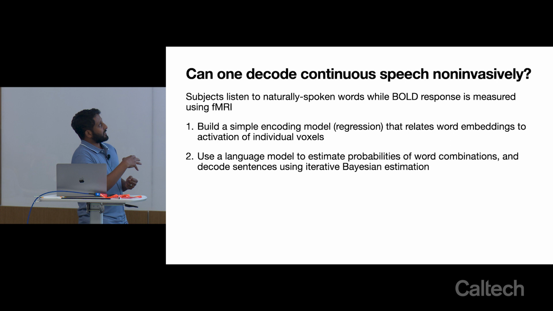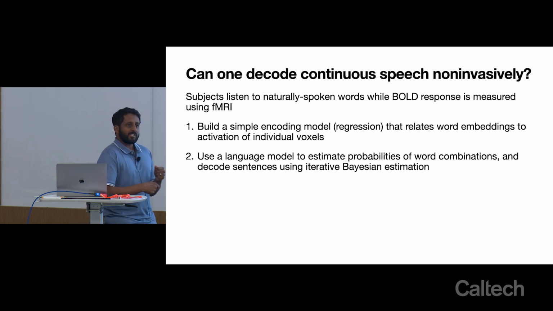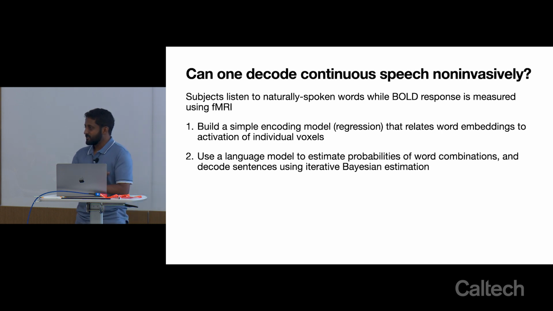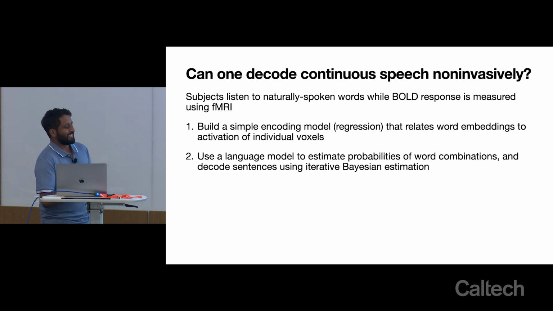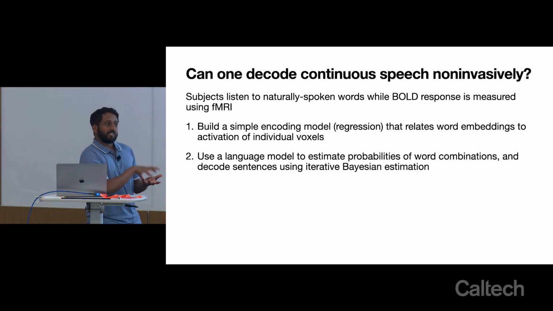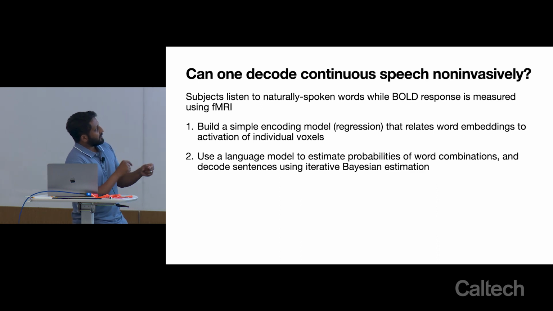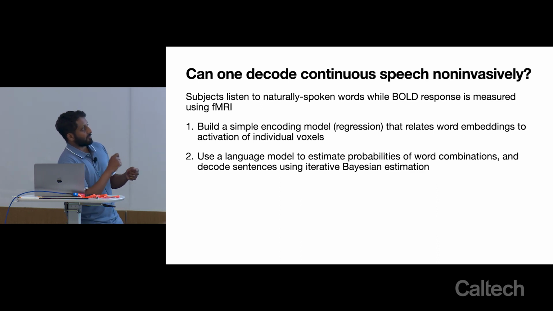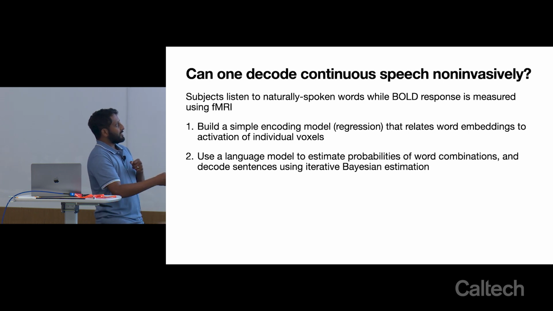Take subjects sitting in the scanner, with bold response measured using fMRI, while they listen to naturally spoken words. So just natural language, for many hours. Participating in one of these experiments means sitting in a scanner for many hours. They record activity, and they want to build a simple encoding model that takes words and relates them to the voxels. Then they want to use a language model to estimate probabilities of word combinations, and then decode sentences.